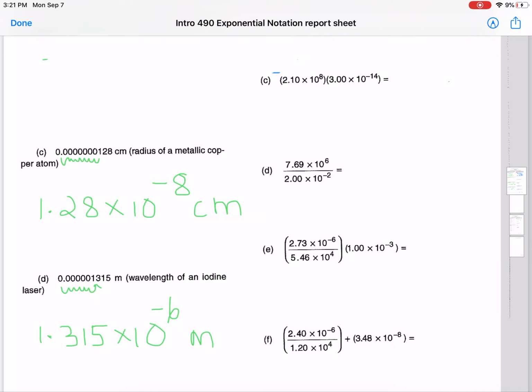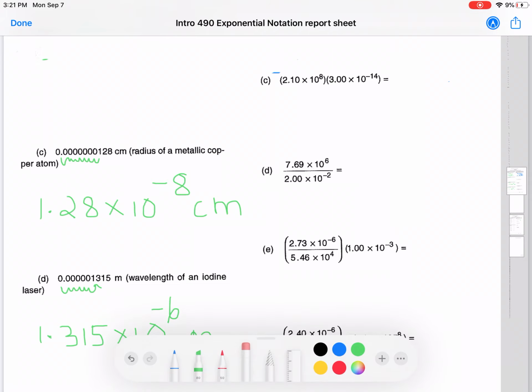2.10 times 3.00. So what is the rule for significant figures when you do a multiplication? In multiplication and division, you go by the least number of significant figures. In this particular question, there are 3 significant figures here and 3 significant figures here. So you have to keep your answer in 3 significant figures. 2.10 times 3 is an easy calculation, you can also do it in your head. That's going to be 6.30. So we keep 3 significant figures, and then we have 2 exponents, 8 plus negative 14, that's going to be negative 6.